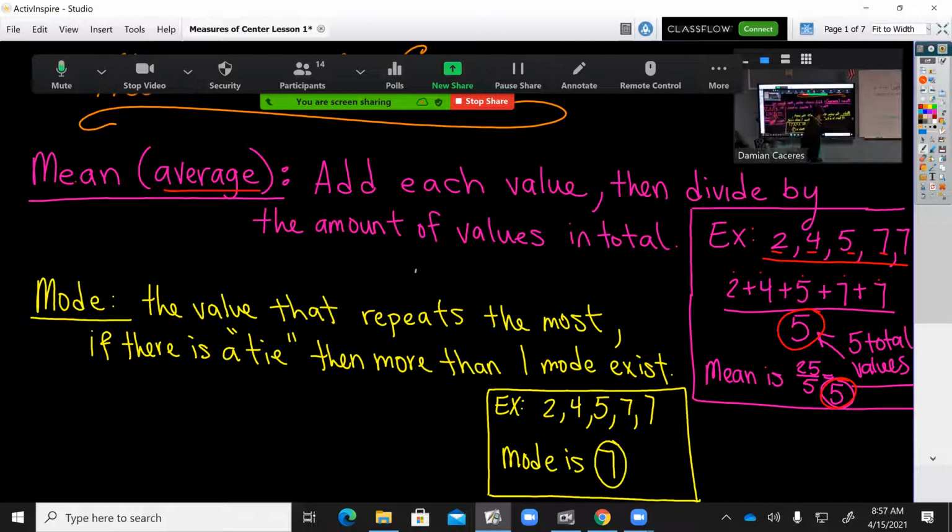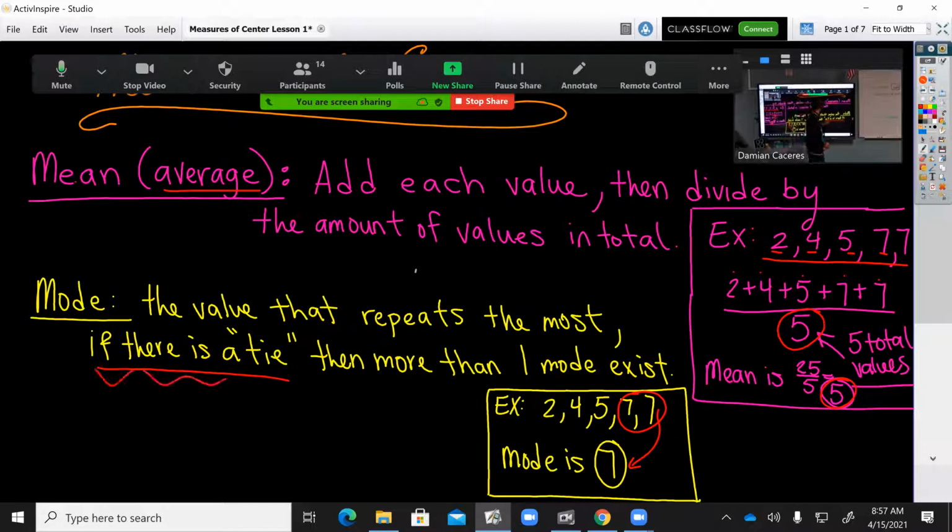All right, so now we go to the second measure of center. Mode. Mode is the value that repeats the most in the data set. Now here's an important part here. If there's a tie, which means two numbers repeat the same amount of times, and that is the mode, then there's going to be more than one mode. So if 7 repeats and let's say 2 repeats, 7 and 2 are both the modes. In this case, the example I gave you, only 7 repeats twice, so that will be your mode.